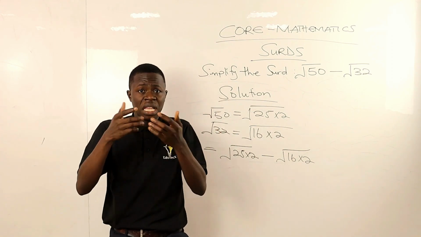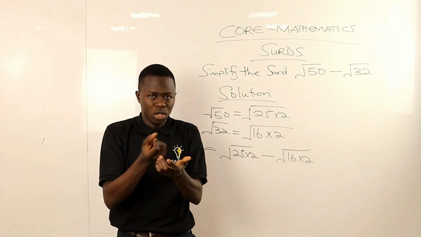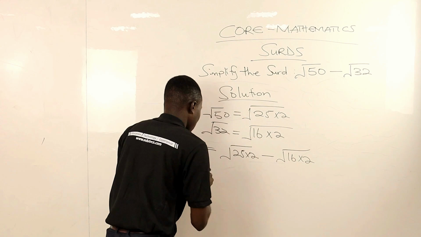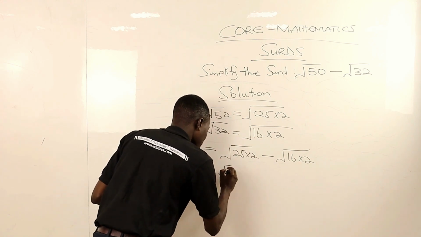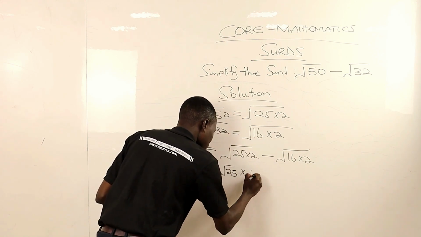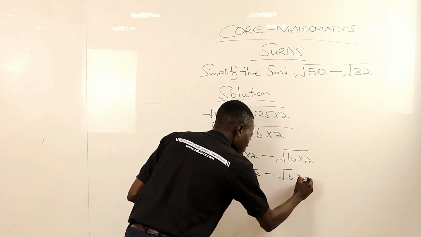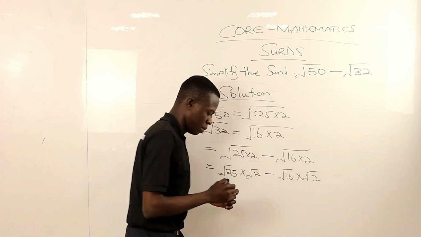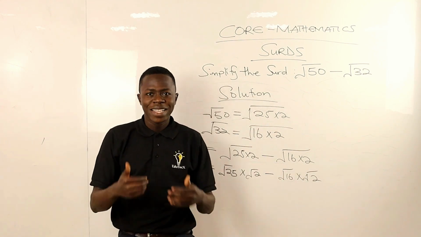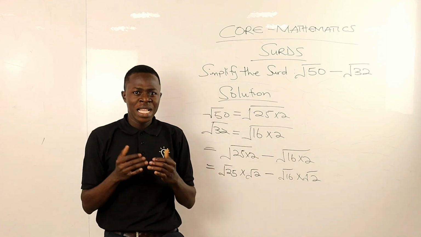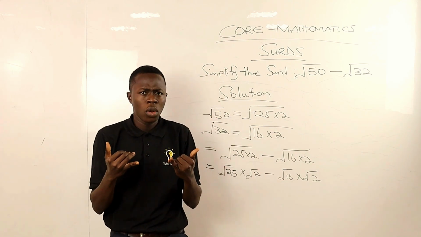Again, in the previous lesson, we said that after getting an expression like this, we need to separate them. So we are going to separate them. So we are going to have square root of 25 multiplied by square root of 2 minus square root of 16 multiplied by square root of 2. This makes the working very simple.